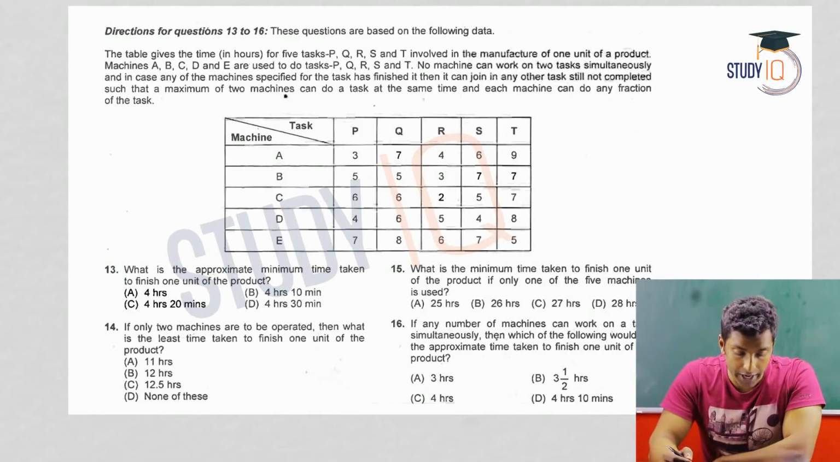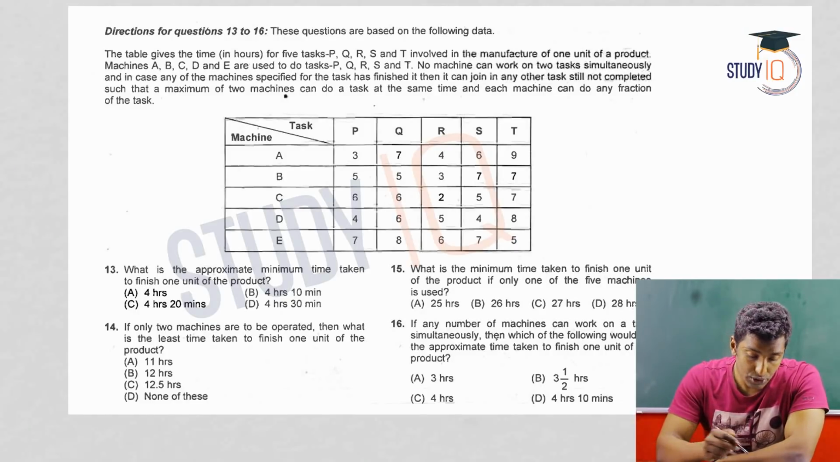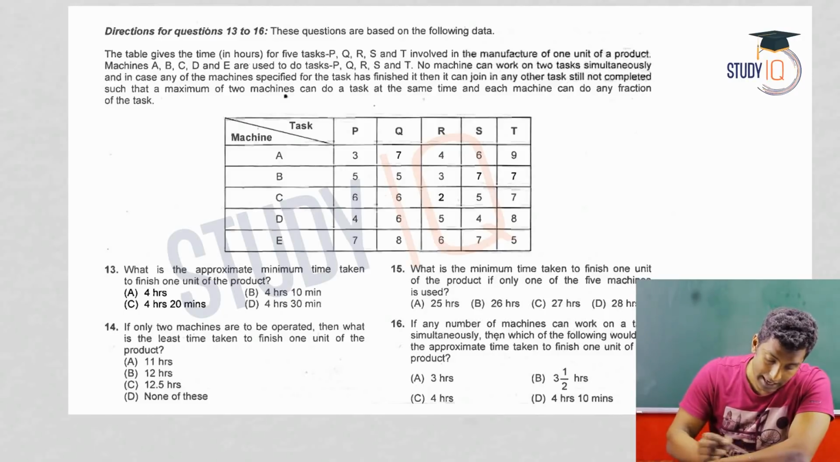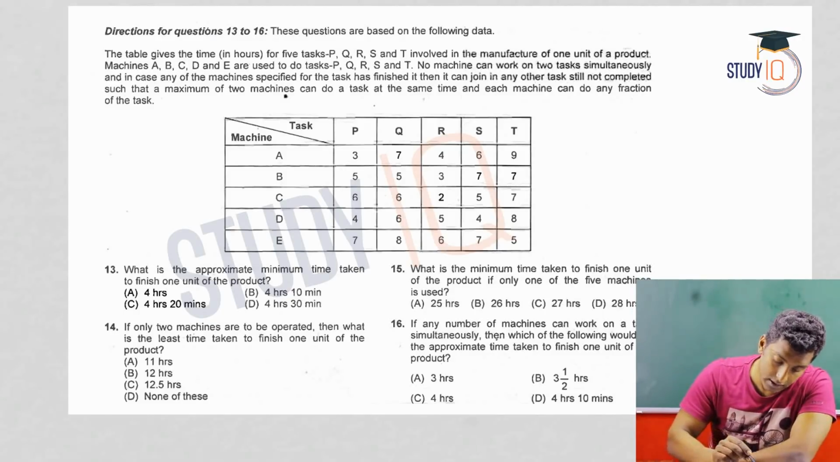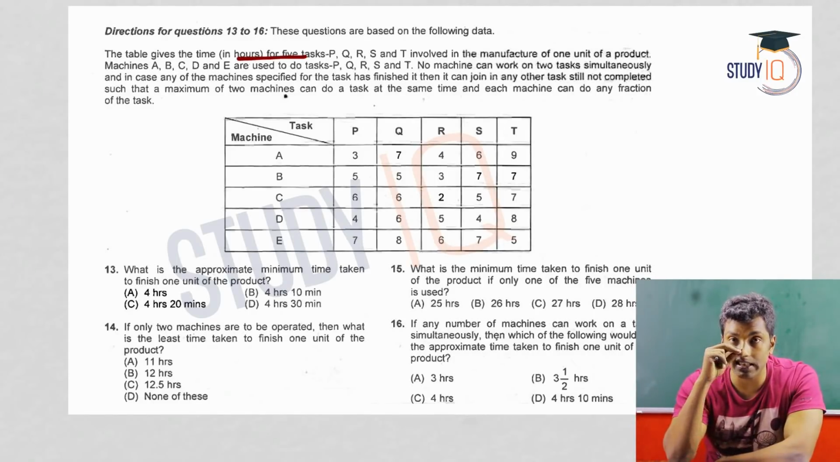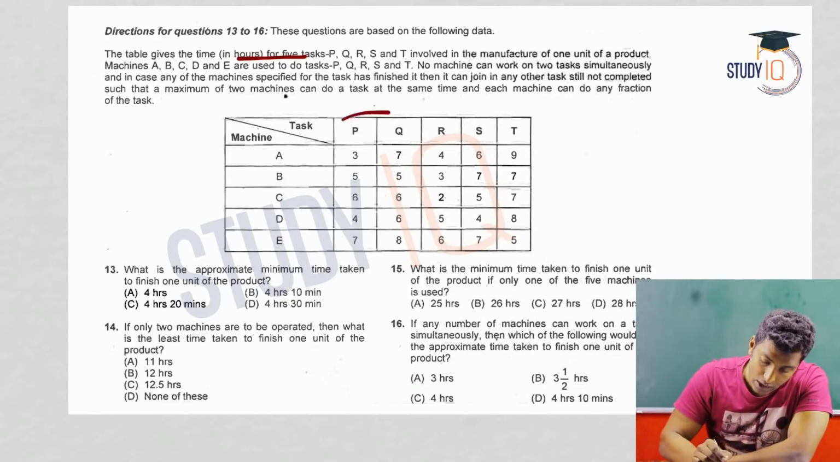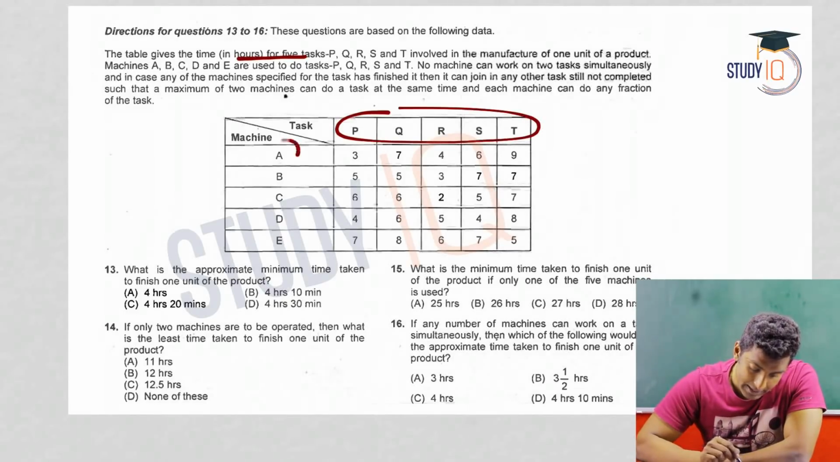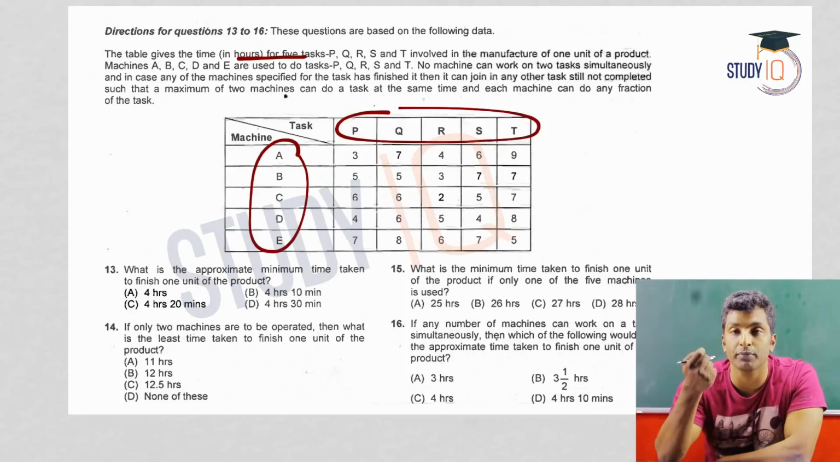Okay friends, so I hope you have done this question, an easy question, right? So let's try to understand the question, what they're saying. See, there is a table which is given. What is given in the table? The time in hours for 5 tasks. So you're actually performing 5 tasks and the time is given. The 5 tasks are P, Q, R, S, T, and A, B, C, D are the machines which are used to perform the tasks.